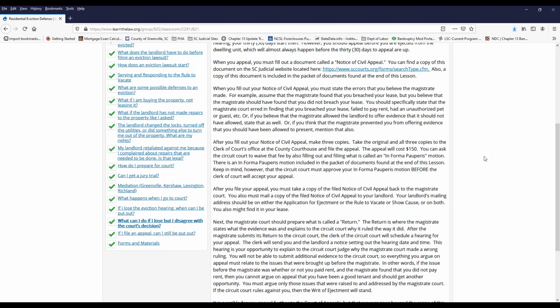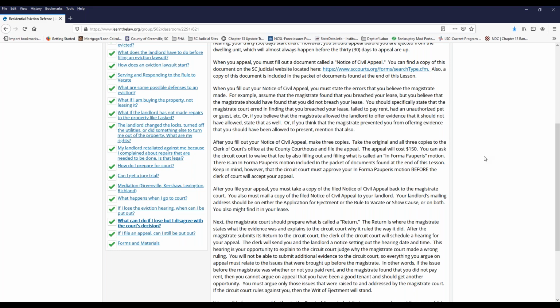And not until you do that does the writ of ejectment get stayed. So you have to file the appeal and serve it on the magistrate court, and also serve it on the landlord, before that writ of ejectment will be put on hold. Once the writ of ejectment is put on hold, the court will require you to fill out an undertaking. You can fill out the undertaking and submit it with your appeal. That's probably the best practice.